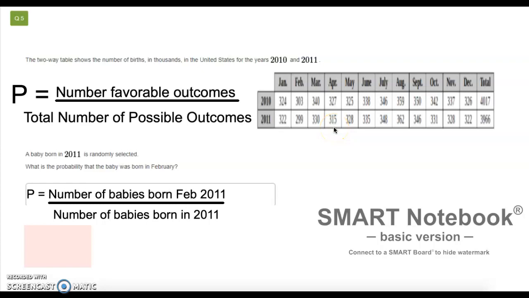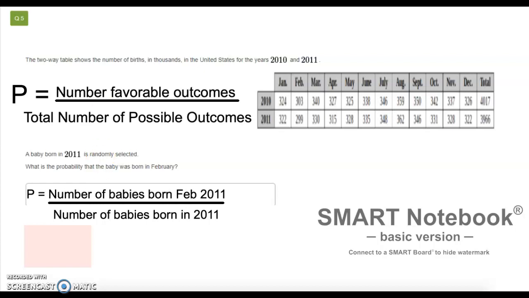The two-way table shows the number of births in thousands in the United States for the years 2010 and 2011. A baby born in 2011 is randomly selected. What is the probability that the baby was born in February?